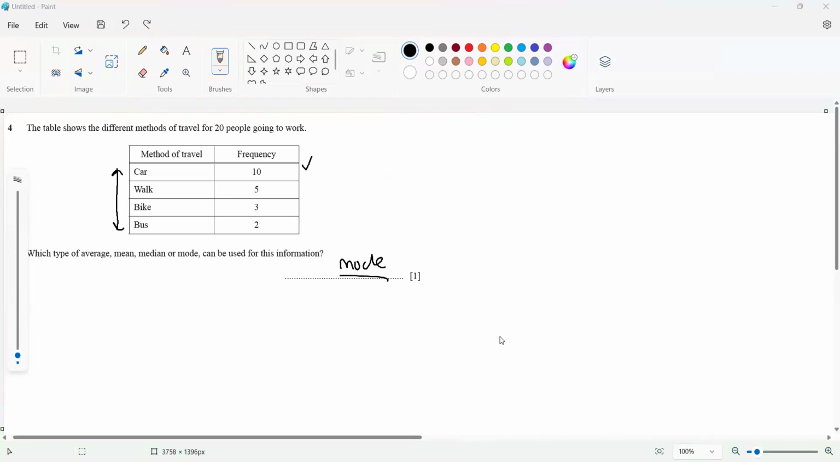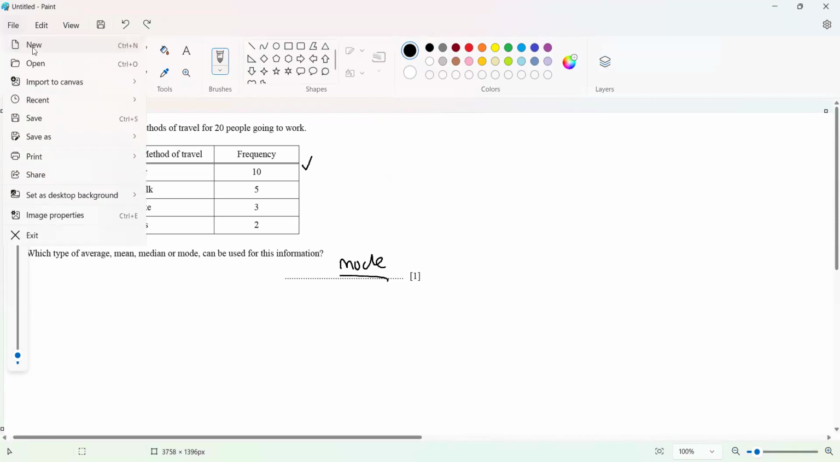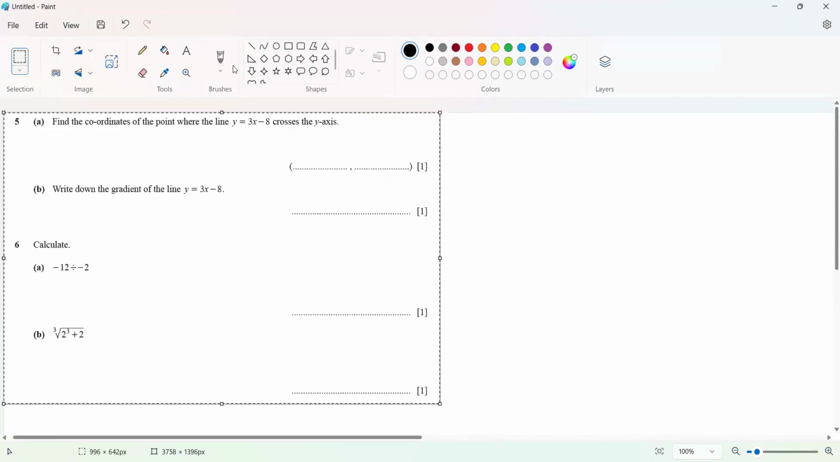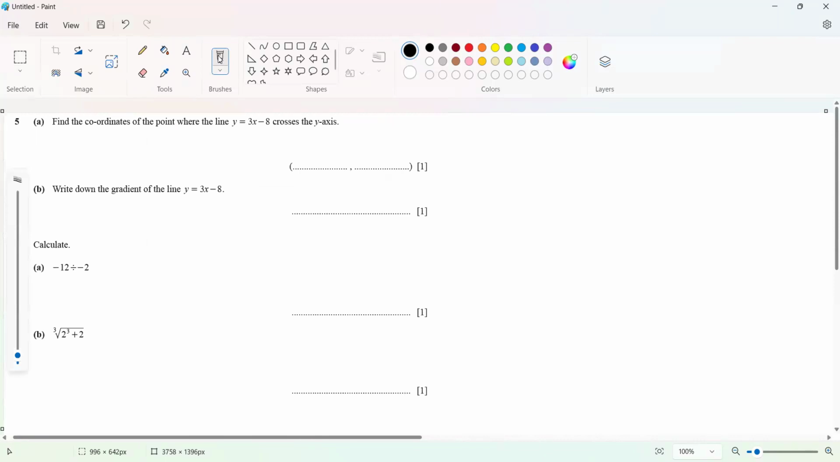So moving on to question number 5. From here, find the coordinates of the point where the line y equals 3x minus 8 crosses the y-axis. So it is just the y-intercept here. So that's (0, -8). For part B, write down the gradient of this line y equals 3x minus 8. Gradient is 3.